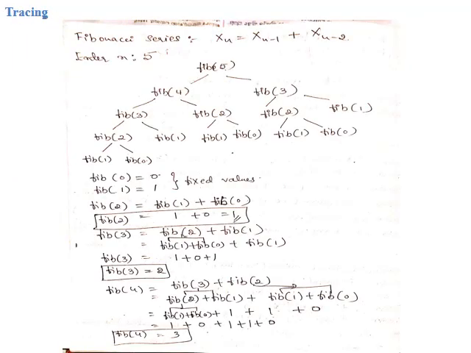Now the execution of the program for input n equal to 5 is shown in detail here. You can go through the slides wherein it is clearly shown how exactly the recursive call is made. Go through it, execute the program and check the output.